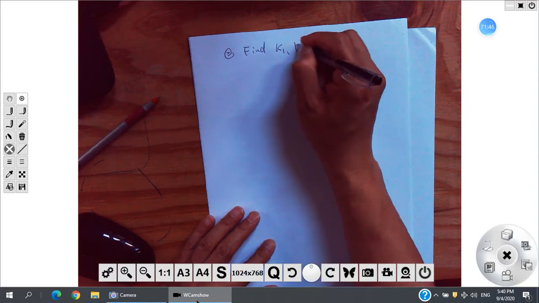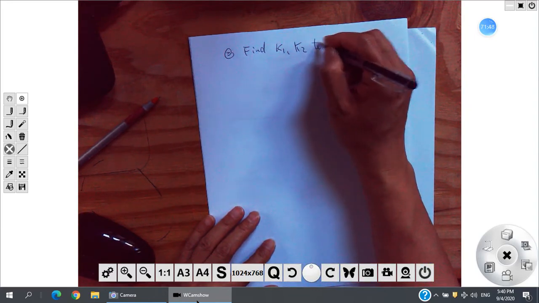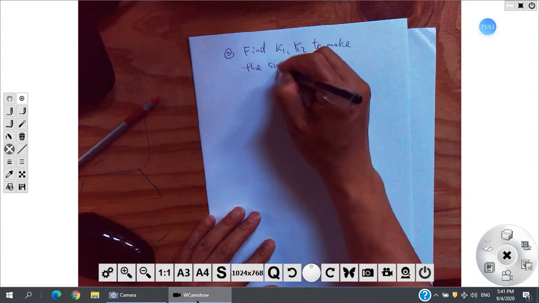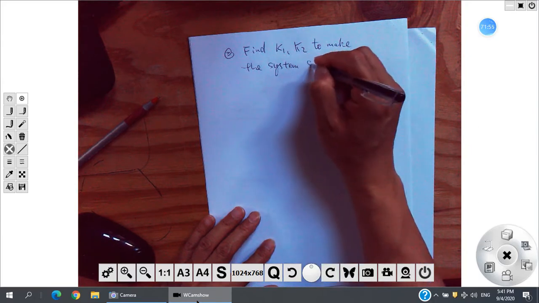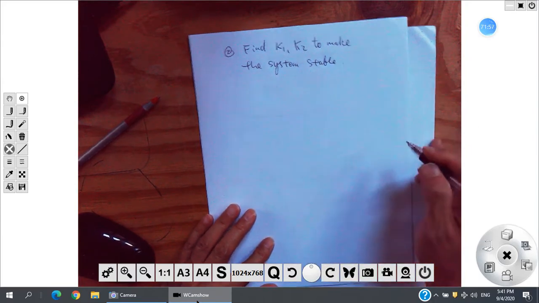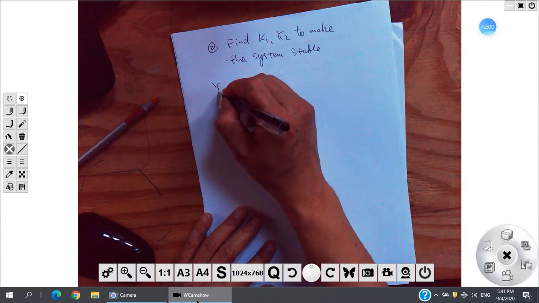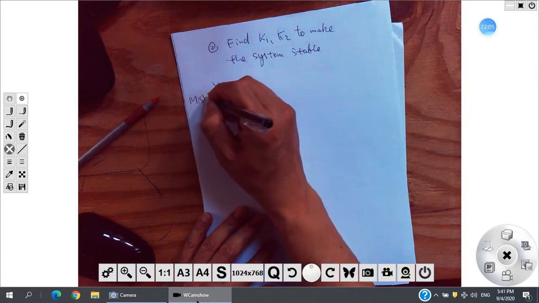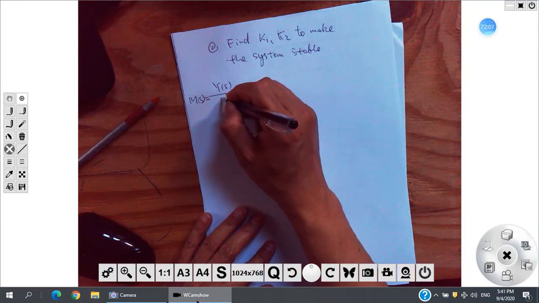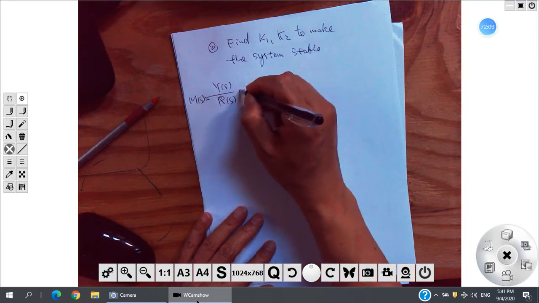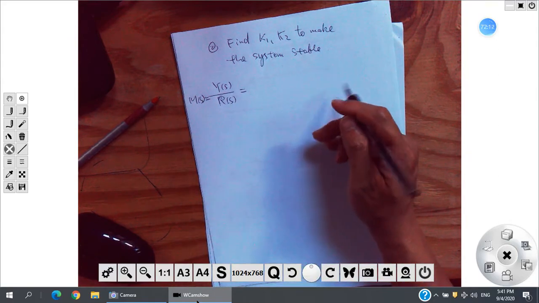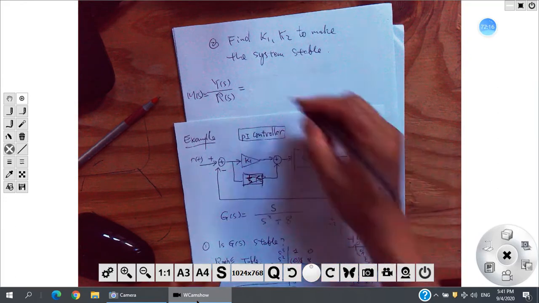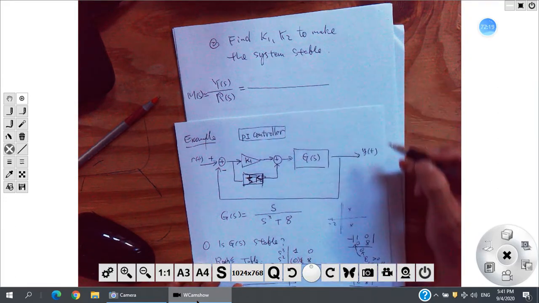K1, K2 to make the system, the whole system, stable. Here the transfer function of the overall system, I write as M of s, which is Y over R, output over input. Okay, here we check. We use the gain formula.